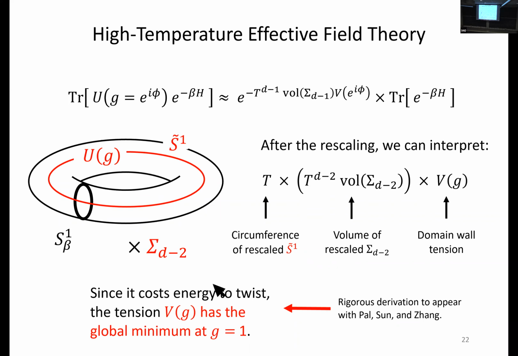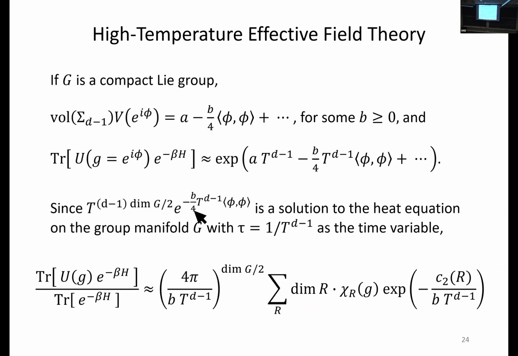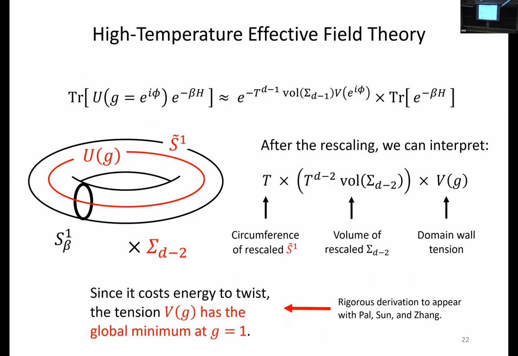So let me draw this part, where you have this thermal circle, which is this black circle, and an additional circle, which is this red circle. And I'm implementing the group action around the thermal circle. So as you go around the thermal circle, you get some action of the group, which means that this unitary group element is integrated over this additional circle S1 tilde.